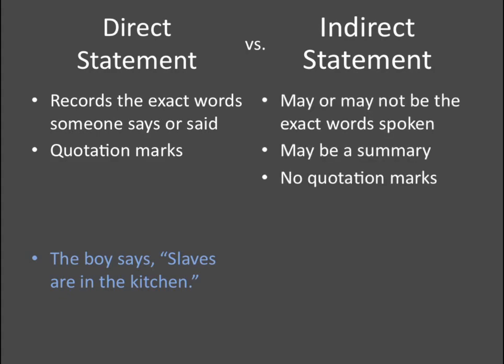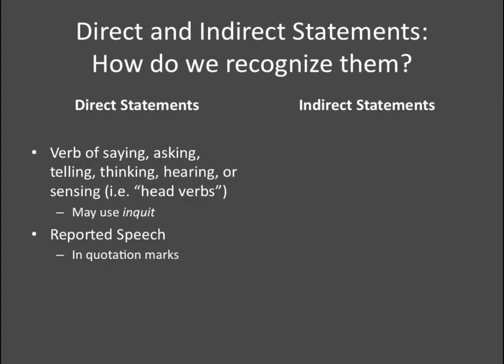An indirect statement may or may not record the exact words, may be a summary of what was said, and does not involve quotation marks. For example, the boy says that people are in the kitchen. So how do we recognize direct and indirect statements in Latin? Direct statements will be surrounded by quotation marks. Also, the verb inquit should only be used with direct statements.